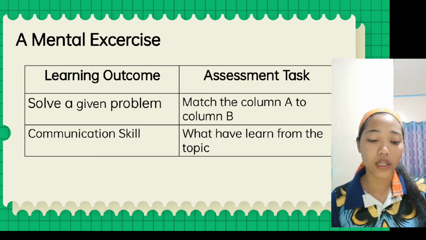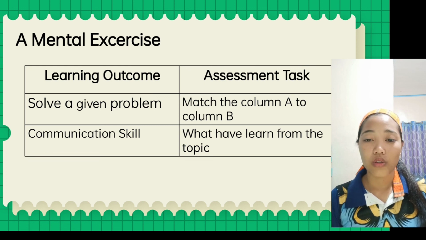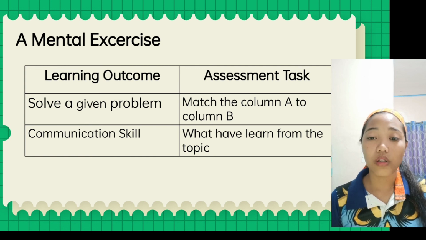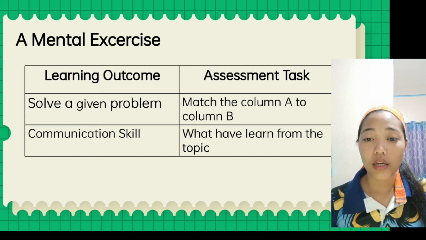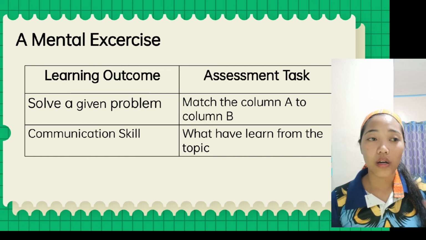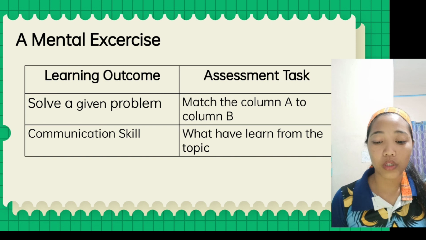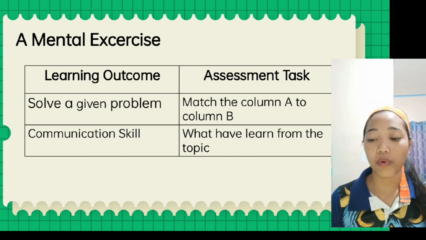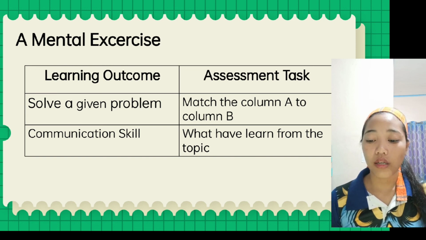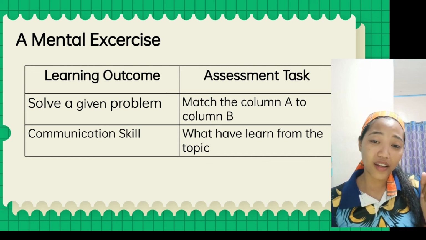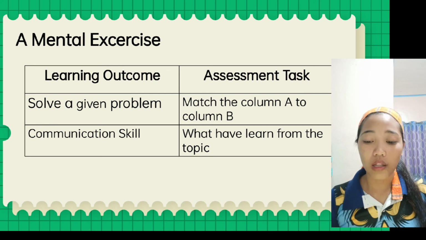Then next, we have communication skills. The learning outcome here is that the student will learn how to communicate with other people, or what skills are required to communicate with other people. The given task here is, what have you learned from the topic? It's not aligned, right? So we need to align it.